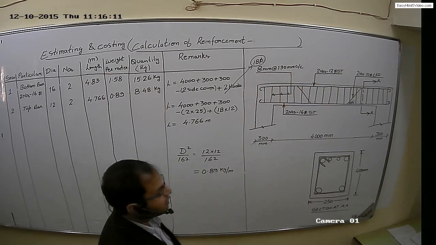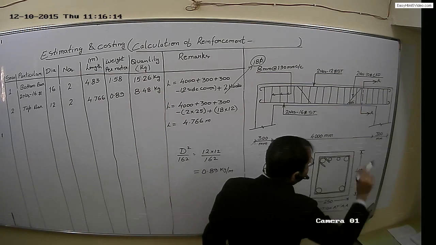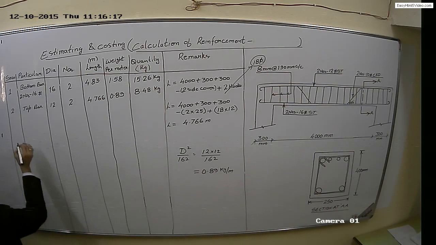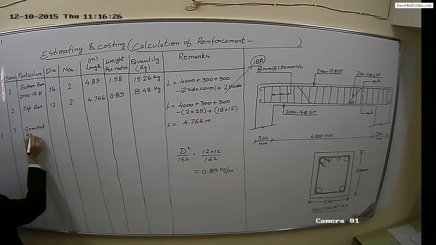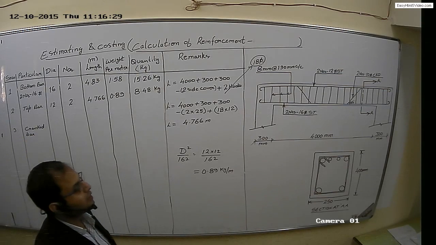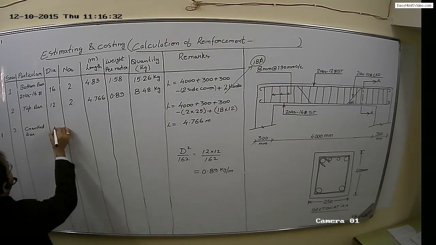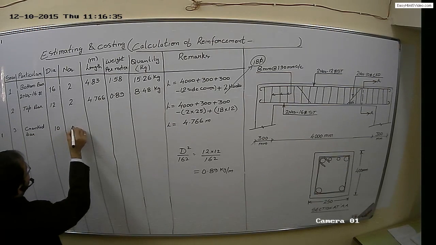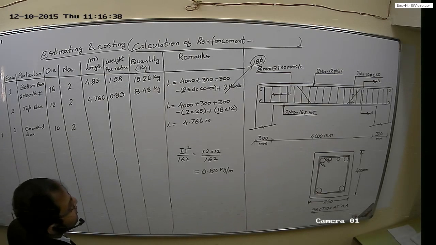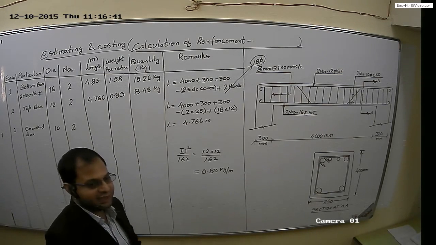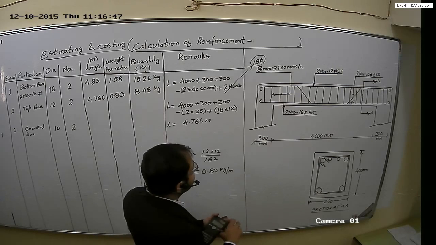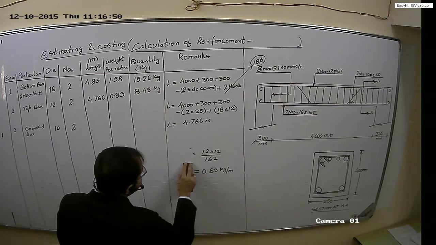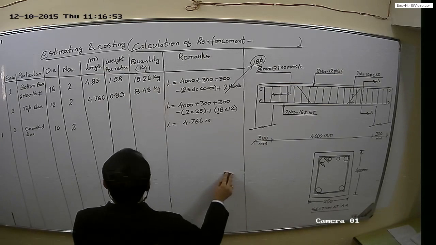Now coming to the crank, there are 2 cranks of 10 mm dia. Now our third item will be cranked bar. Okay? Cranked bar of dia 10 mm. So we will write here 10 mm. Numbers are 2. Correct? Now the length can be calculated in the same fashion. The only difference will be we have to add the length for the cranked portion. So I am just modifying for 10 mm.